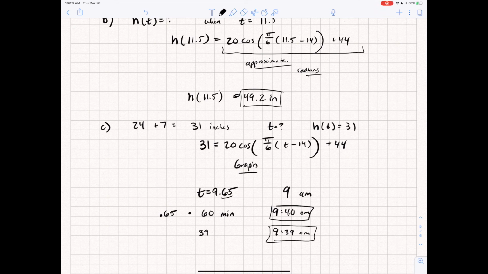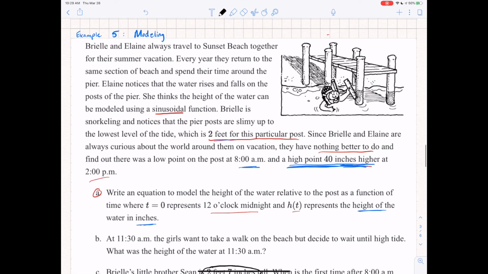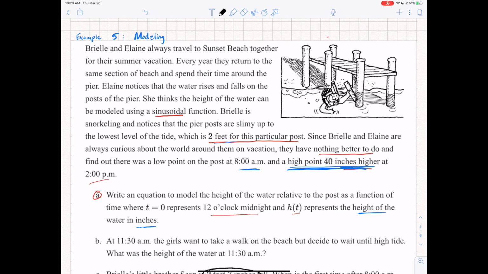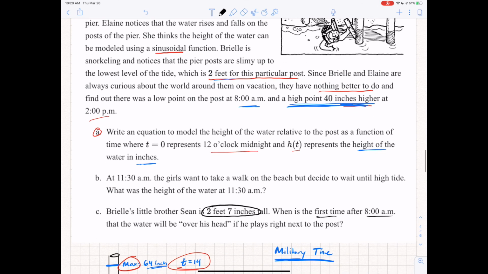All right, and so all the problems will follow this mold. You'll be given a word problem that's not going to be as long as this one, but will always give you the same information. It will tell you when you're at a max, when you're at a min. It will either tell you the period or tell you something about the time it takes to go from one to the other. And then it's going to ask you to find a model, so write an equation, and then use that model, either to find the height based on an input, or based on an output, find the input. And in these parts, we're going to be using that graph to solve that.